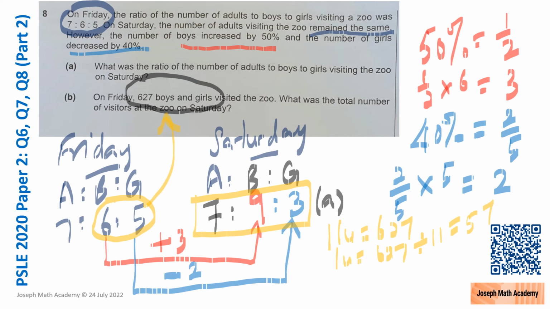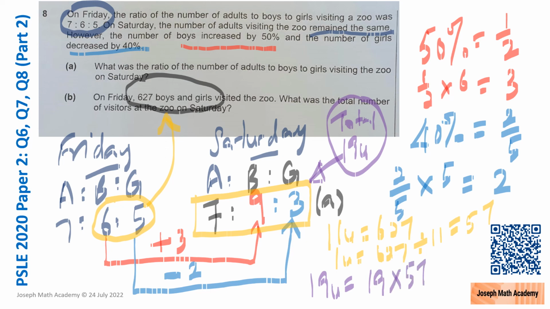Part B, they asked us to find out what was the total number of visitors on Saturday. So on Saturday, meaning we can get the value from here. So on Saturday, the total units will be the total visitors. 7 plus 9 plus 3 is our 19 units. So this is the total on Saturday. Let's find what is 19 units here. So 19 times 57. 19 times 57 is 1083. Congratulations. Part B is found.